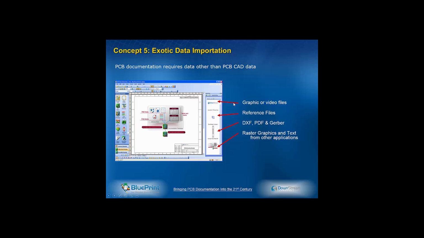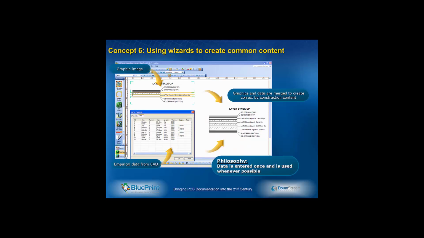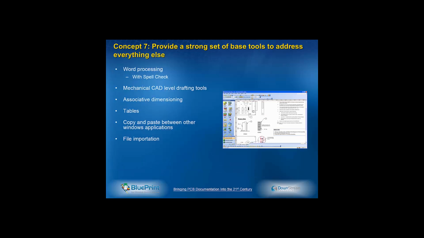We wanted to allow the user to bring in other types of data other than the CAD design, graphics files, reference files, DXF, PDF, text and graphics from other applications. We wanted to use wizards to create common content, so no longer do you have to have a library of different layer stack-ups. Since that information is in the design database, we'll just simply bring in the CAD design and expand to the proper layer sequence and quantity of layers needed in the stack-up.